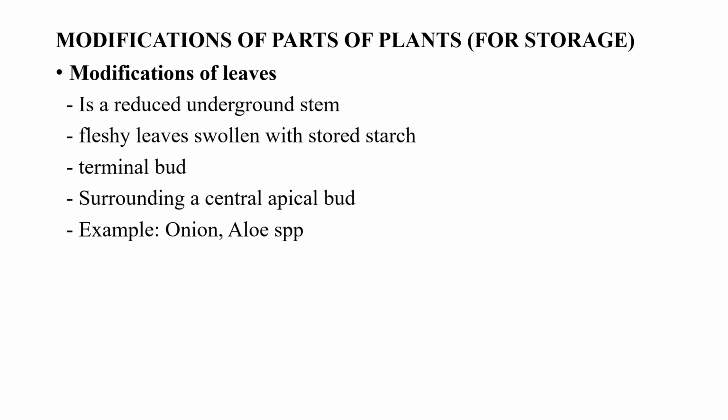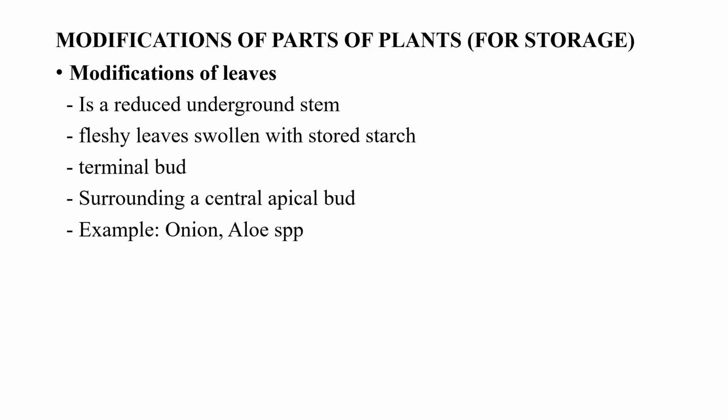Because of the presence of these things, such modifications on leaves still show that these ones are still leaves. Examples of such include aloe species. In aloe species, the leaves are modified to store water. That's why you see aloe vera, which is very common around us. You see the leaves are always swollen. In that case, they store water.